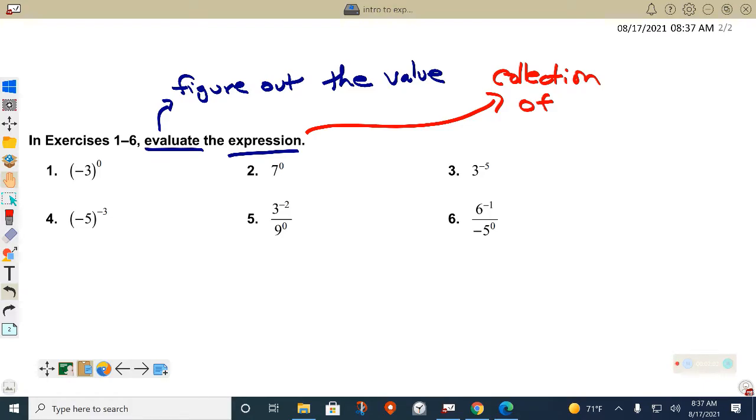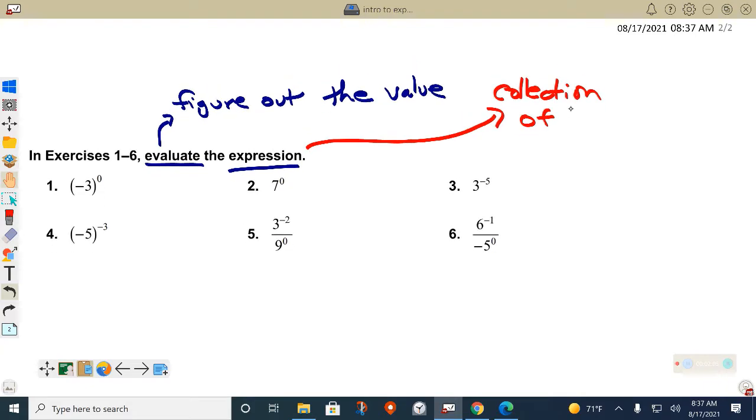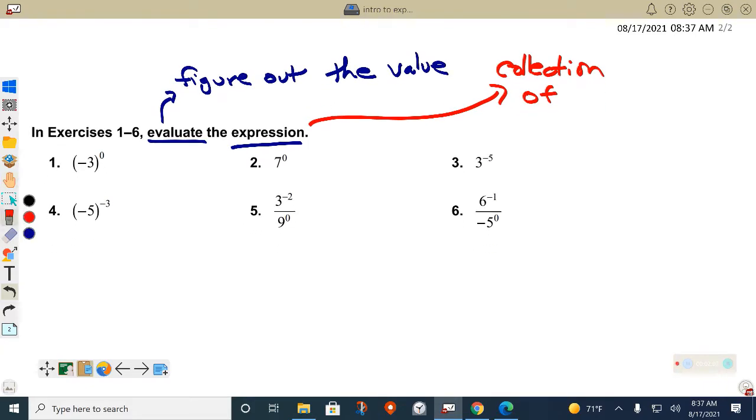It's a collection of numbers. I trust you guys know what numbers are. If you don't know what a number is, I'm going to kick you out of my class. Just kidding. You know what a number is. You're going to scare me if you don't. So it's a collection of numbers.